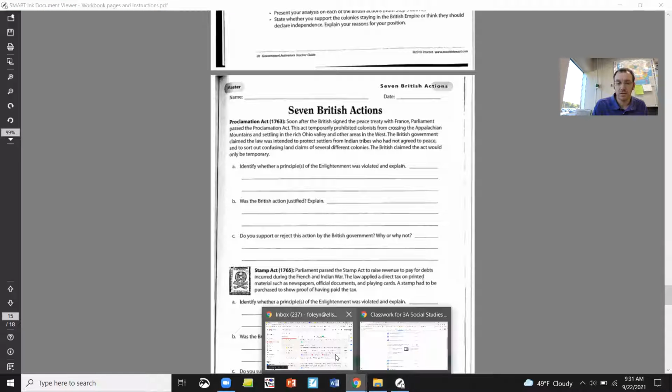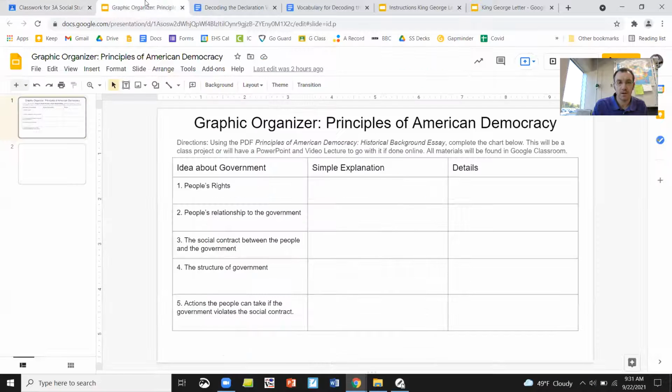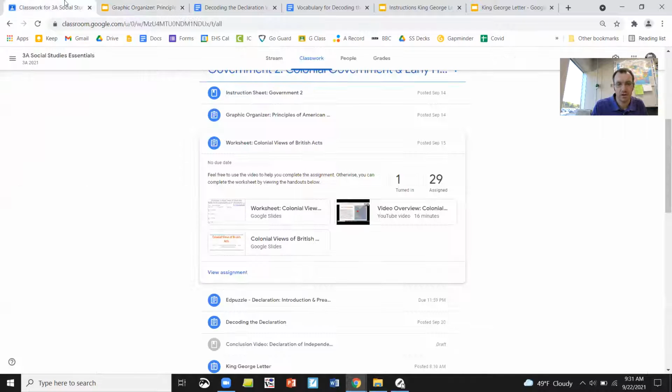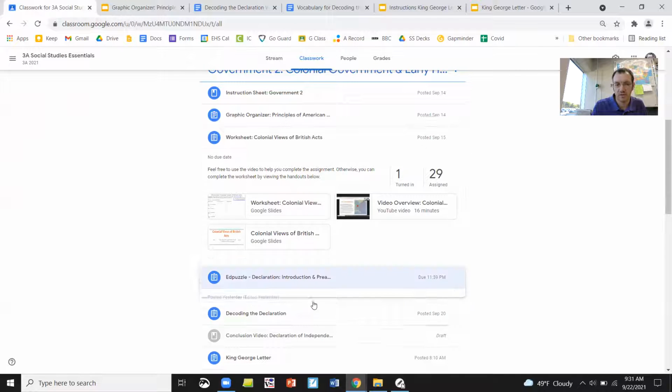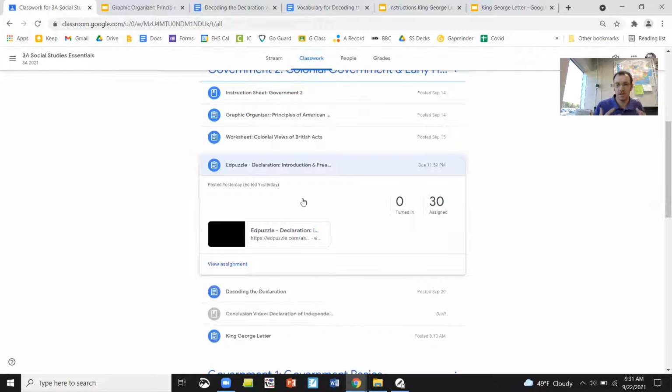And going back to our chart, which of these rights did it possibly violate? So they become experts on the acts, and then each group presents to the whole class on how they feel about these, and then we voted, and they voted to declare independence. So from there, we move into the actual declaration itself. We use Edpuzzle to do a little quiz and run through of the beginning of the declaration, what that means.